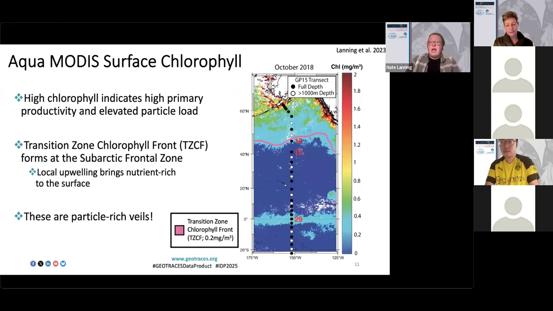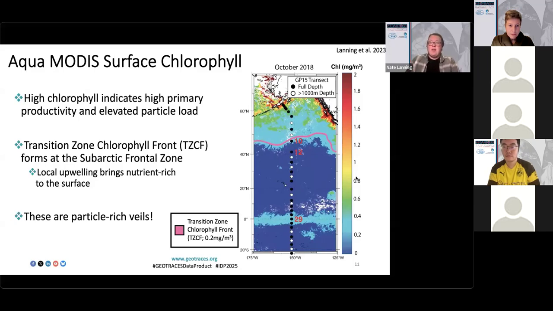So at station 29, where we can see we have the equator right here, we have elevated chlorophyll concentrations. And also in the North Pacific, we saw chlorophyll concentrations elevated where we have the transition zone chlorophyll front, or TZCF, which forms at the subarctic frontal zone. These are regions where we have local upwelling, bringing nutrient-rich water to the surface.